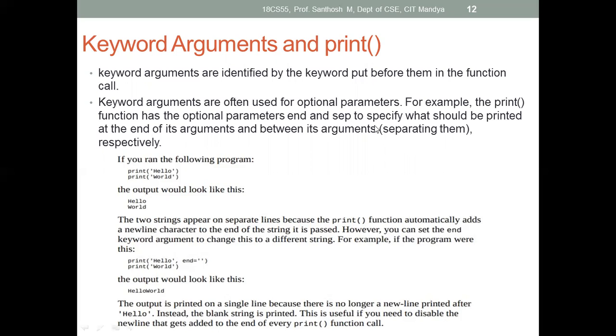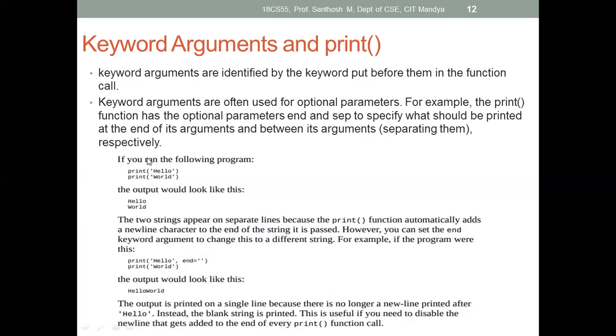For example, the print function has optional parameters end and sep to specify what would be printed at the end of the list of arguments and between its arguments, separating them respectively. To separate the arguments, and to decide what happens at the end, they introduced two optional parameters called end and sep. Now let's see an example, and after that you can understand why we use end and sep.